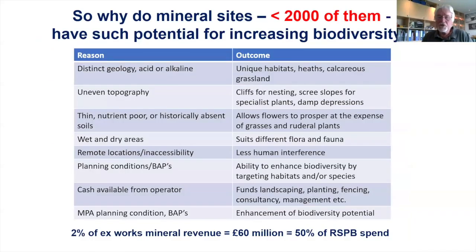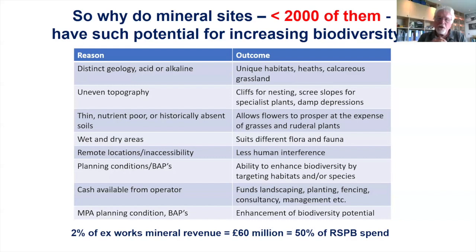So why do mineral sites offer such potential for increasing this biodiversity I'm talking about? Well, because you're working a rock which is unique for a purpose, be it limestone or sandstone or igneous rock or sand and gravel, silica sand, it often has a pretty unique geology, acidic, alkaline, free draining. And that in turn creates these unique habitats, heath, calcareous grassland, etc. So that often starts with a very interesting flora and fauna.